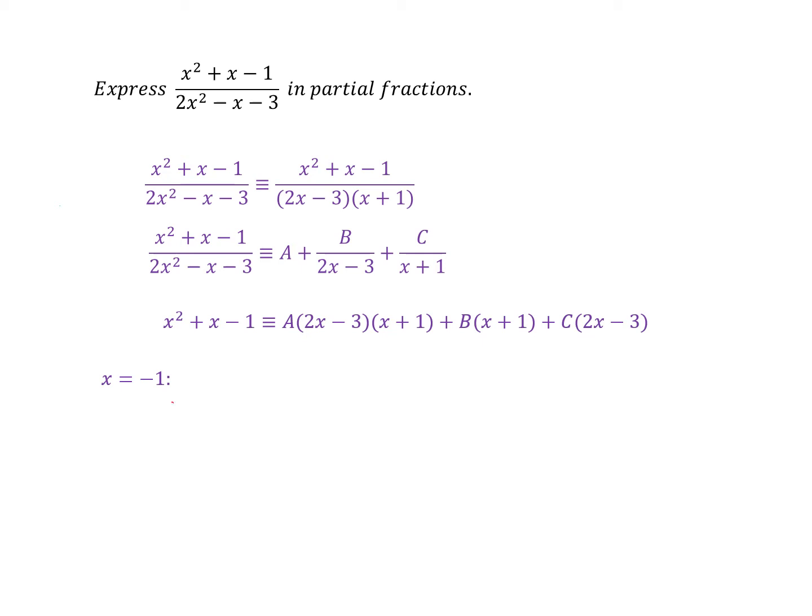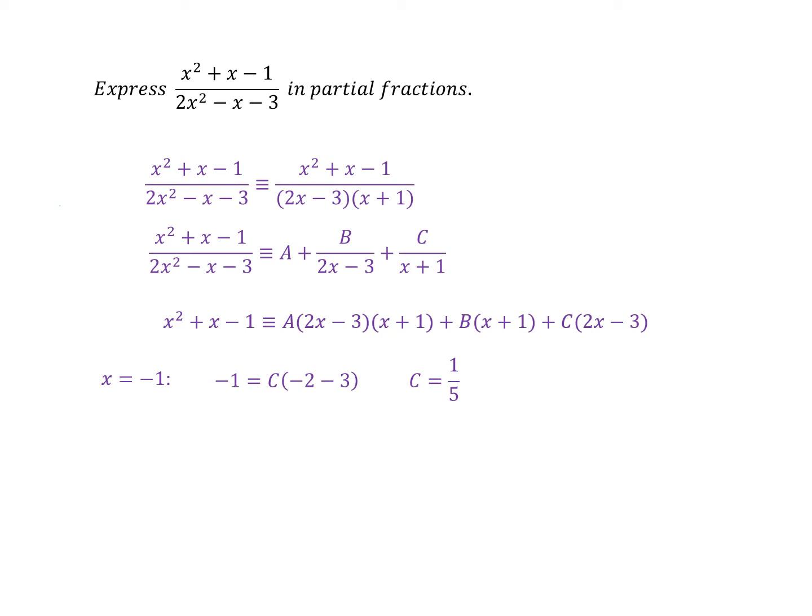And I've chosen x equals minus 1, which is a common choice probably, because when we put x equals minus 1 into here and here, these terms become 0. So I'm left with minus 1 equals minus 5c, and in other words, c equals 1 over 5.